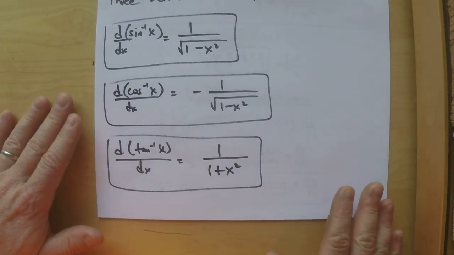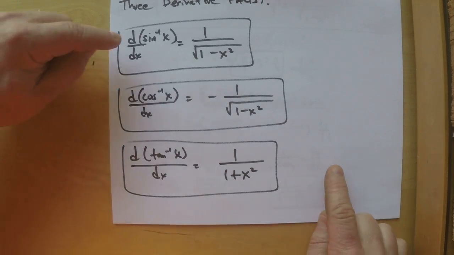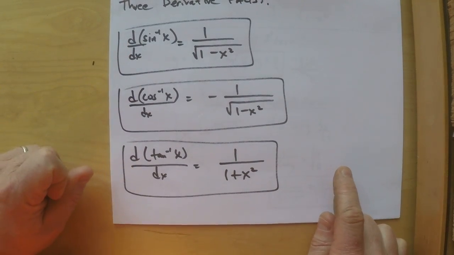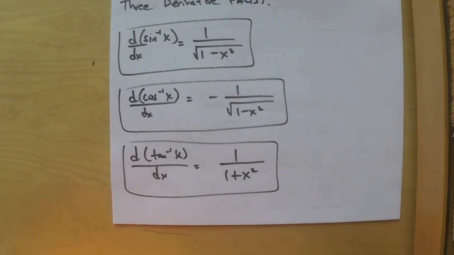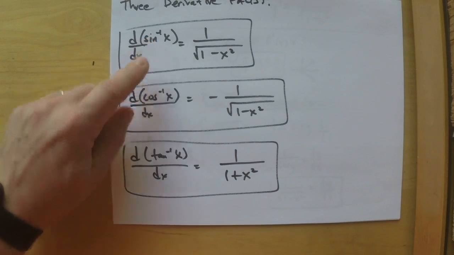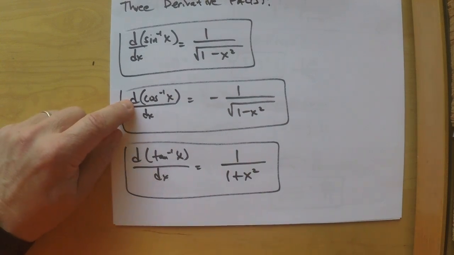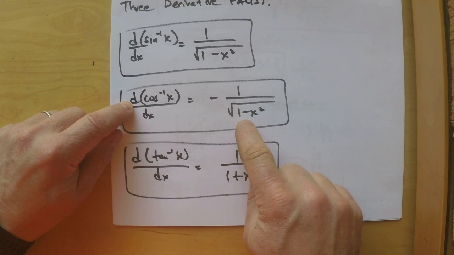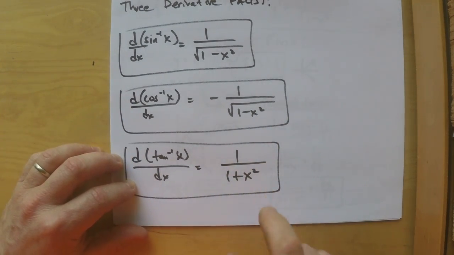Here are 3 facts that you need to know. So, I'm going to prove one of them. The other 2 can be proved similarly, which I'll leave up to you if you have time. The derivative of inverse sine is 1 over the square root of 1 minus x squared. The derivative of inverse cos is negative 1 over the square root of 1 minus x squared. And the derivative of arctan is 1 over 1 plus x squared.